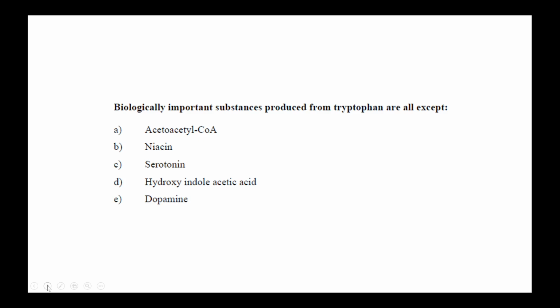Biologically important substances produced from tryptophan are all except: option A, acetoacetyl coenzyme A; option B, niacin; option C, serotonin; option D, hydroxyindole acetic acid; and option E, dopamine. Which of the following is not synthesized from tryptophan?